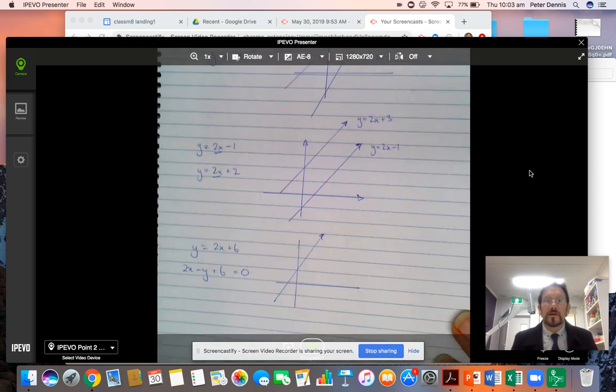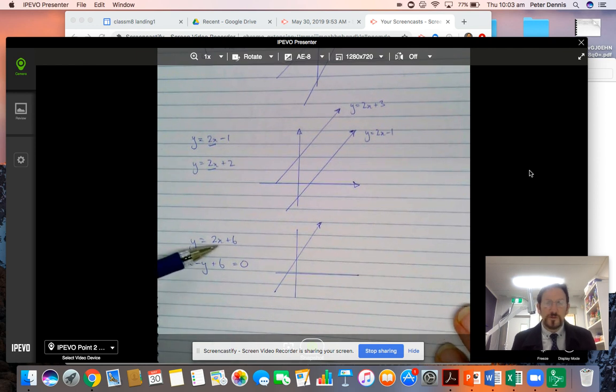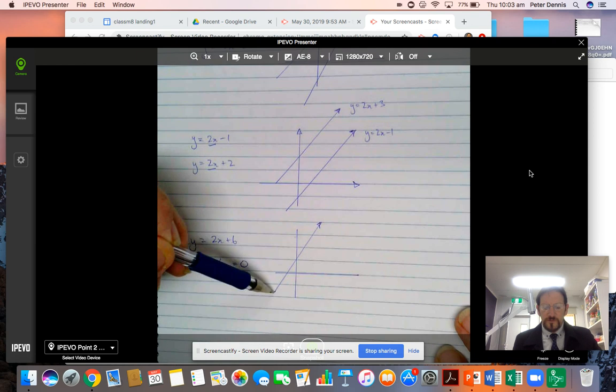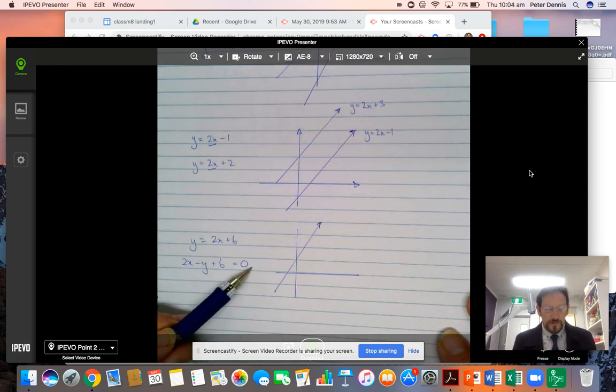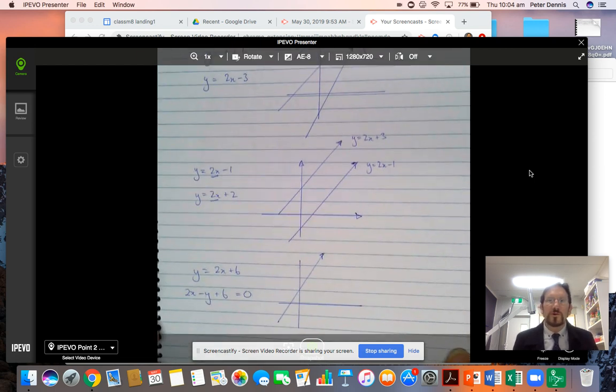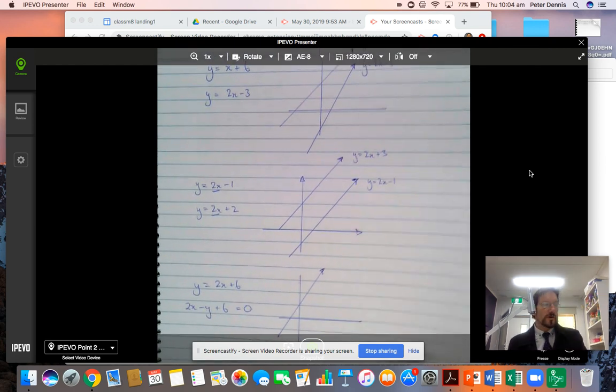The other case that can happen is that you have two lines like this, y equals 2x plus 6 and 2x minus y plus 6 equals 0. If you were to graph those two lines, what you would find is that they're actually the same line. We could just move the y over and it becomes y equals 2x plus 6. In two dimensions, because we're more used to that, we can notice that straight away.